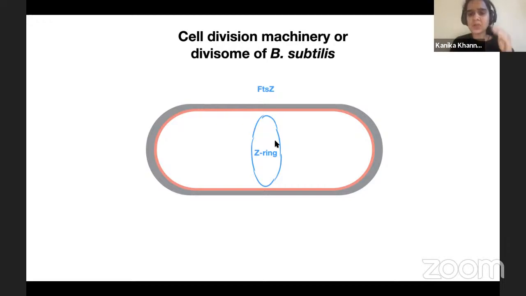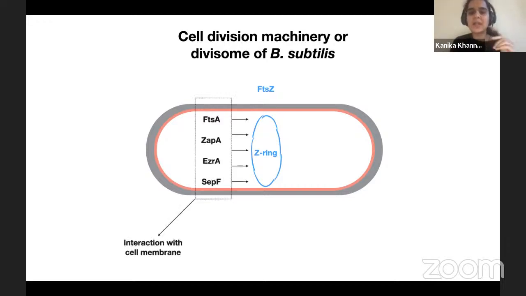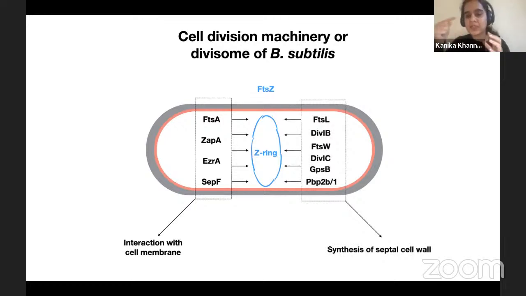This happens in two stages in Bacillus subtilis. In the first stage, proteins which promote the interaction of the Z ring with the membrane are recruited. In the second stage, proteins which are synthesizing the cell wall in the septum, the peptidoglycan, are recruited to the Z ring, either directly or via interaction with the other cell division components which are promoting the interaction of the Z ring with the membrane.